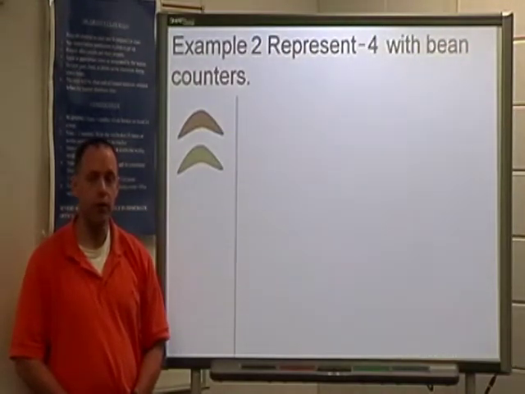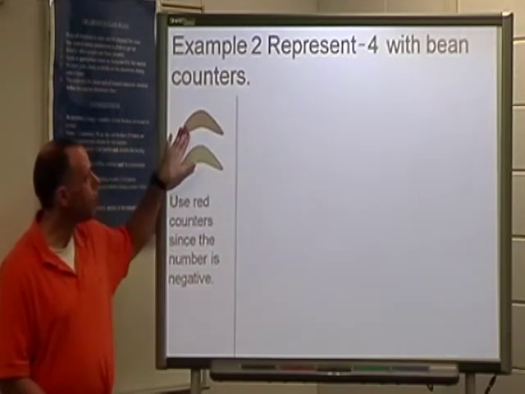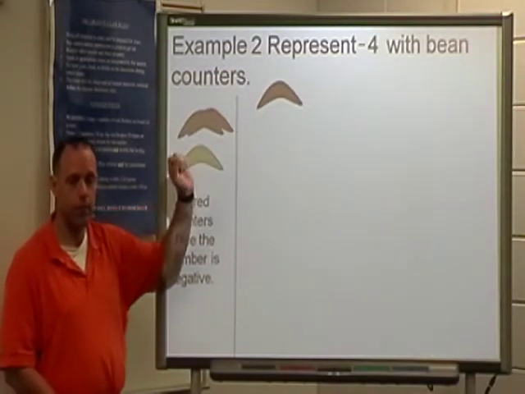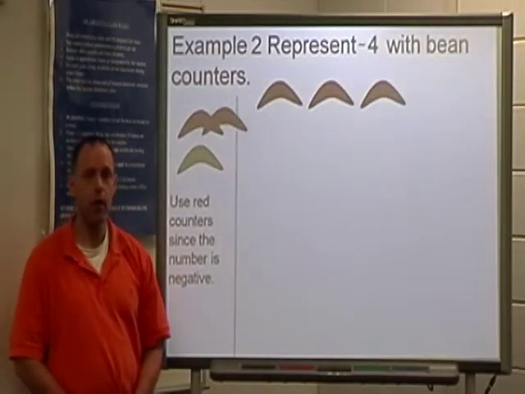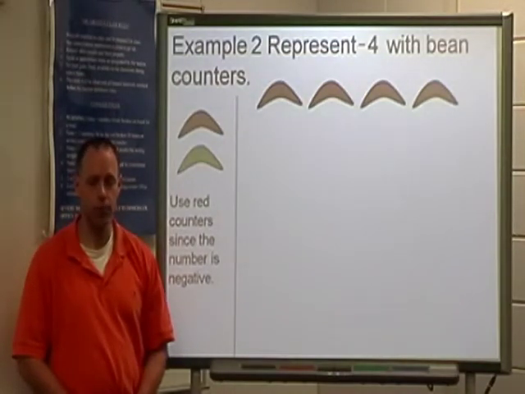To represent the integer -4 using the bean counters, I need to use the red counters this time because the 4 is negative, and I simply go into my pile of bean counters and I slide over 1, 2, 3, 4 red bean counters, and there's a representation of the integer -4.